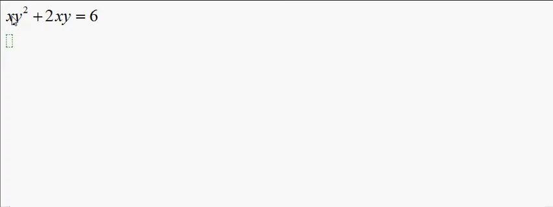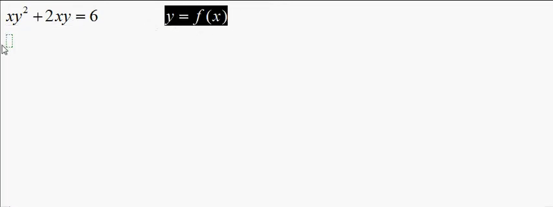So if we want to find dy/dx of this function, we basically differentiate each term with respect to x. So let's start with this first term. The biggest thing to remember here is that y isn't just y. y is equal to a function of x. In fact, let me write that. y is equal to a function of x, right here.